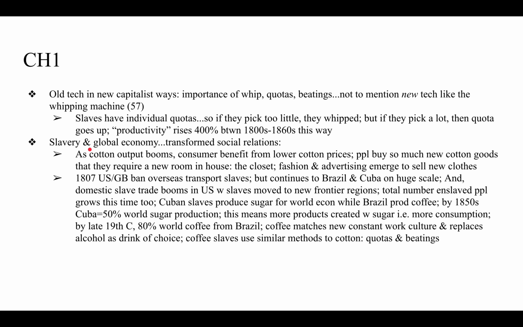Further illustrating the connections between slavery and the global economy, as cotton output boomed, the consumers benefited from lower cotton prices, so people bought so many new cotton goods, like clothes, that they required a new room in the house, the closet. And fashion and advertising as well emerged to sell these new clothes. So whole new transformed social relations and industries arising from slavery.